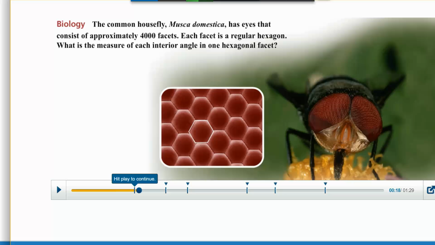Now note the difference in this problem. It didn't ask for what is the sum of all the angles. It asked for what is the measure of each interior angle. And we'll still use theorem 6.1. We're going to use a corollary of theorem 6.1, and we'll bring that up in your notes here in a second. Let's finish the problem.